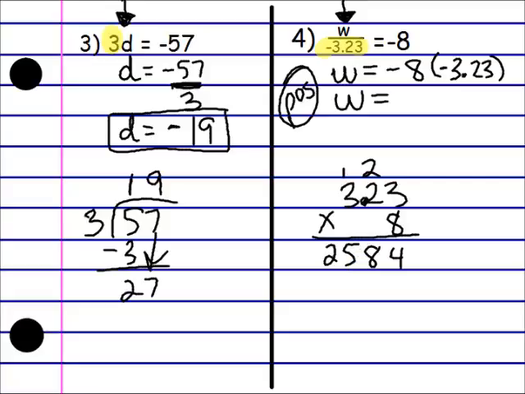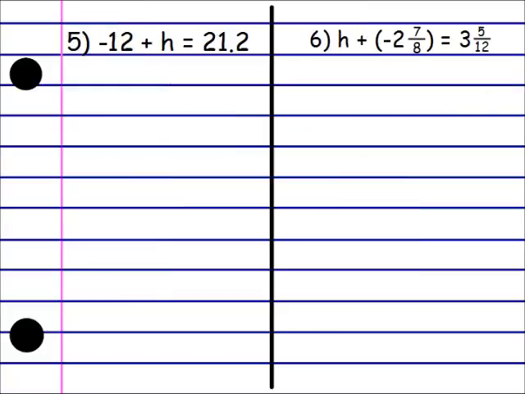We'll move our decimal 1, 2 places. We have 25 and 84 hundredths. And we noted earlier that that will be positive. So we have 25 and 84 hundredths is our answer. We can't get too much practice, so let's keep going.